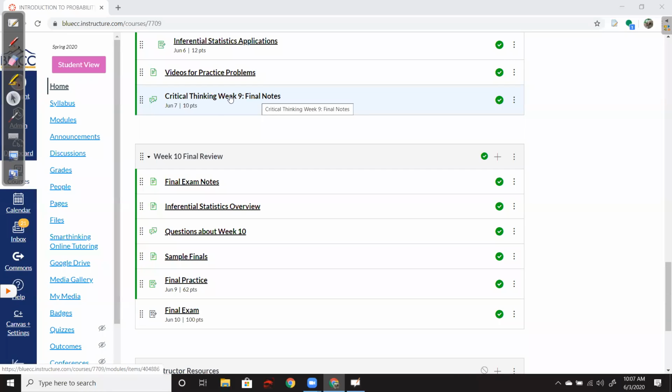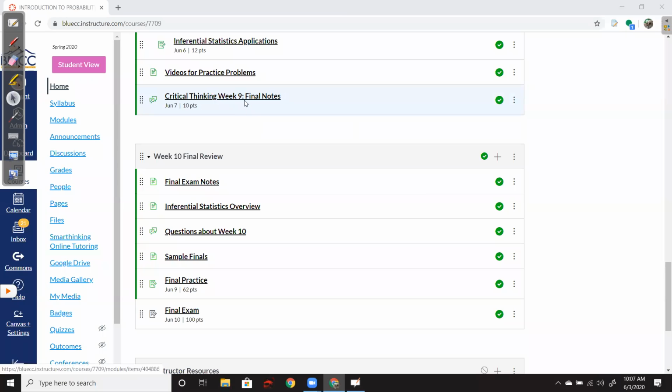Post them here, and we'll be able to see each other's notes. So take a peek at what other people did and say, ooh, yeah, I missed that formula, I should put that in my notes. And you don't need to comment on each other's. It's just there to share what each of us thinks is important in getting ready for the final.